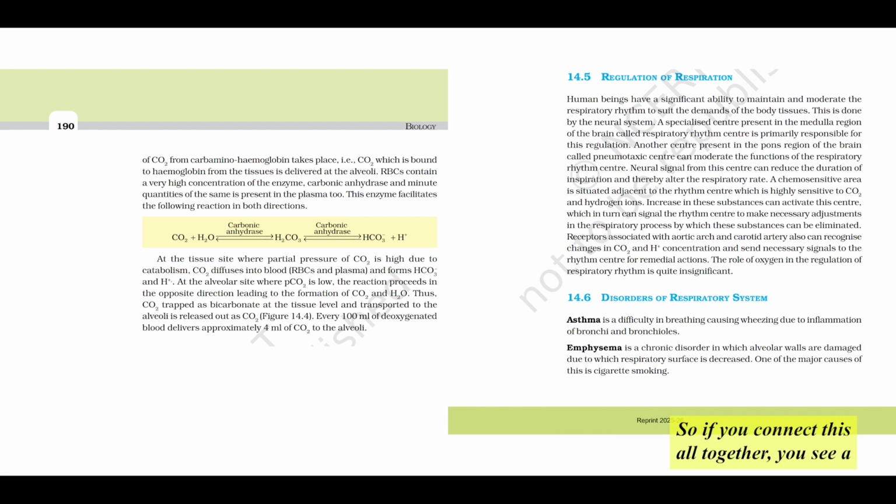So if you connect this all together, you see a sophisticated control system. The medulla sets the basic rhythm, the pons fine-tunes it, and chemoreceptors constantly monitor CO2, H+, and to a lesser extent O2 levels, providing feedback to adjust breathing rate and depth precisely to meet the body's metabolic demands and maintain that crucial internal balance, or homeostasis.